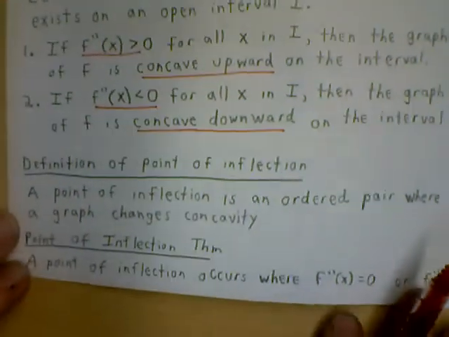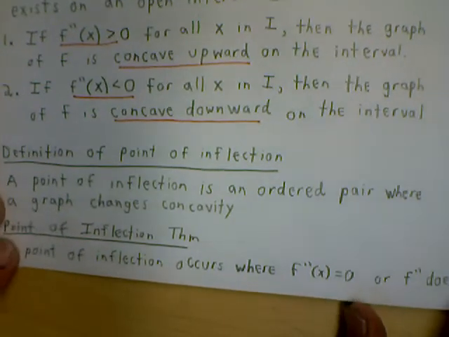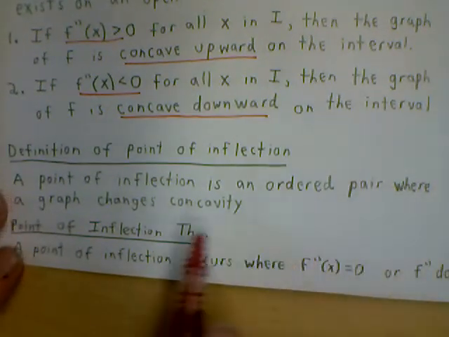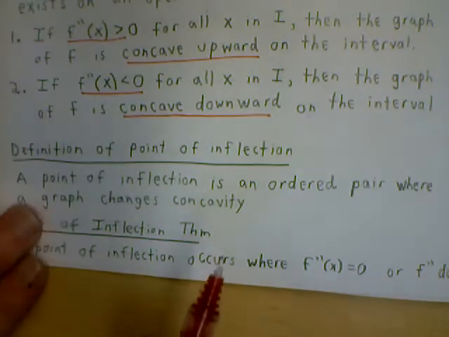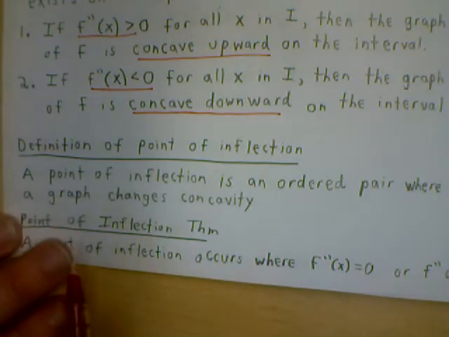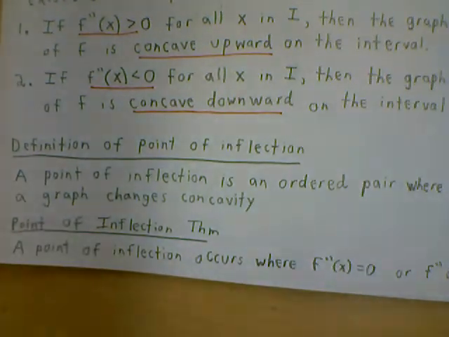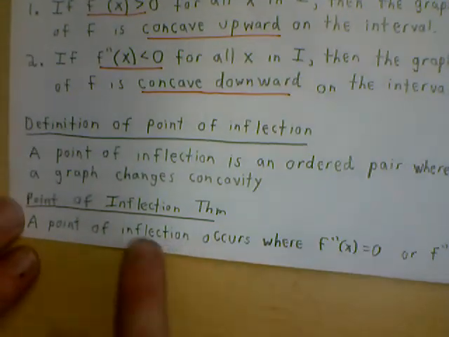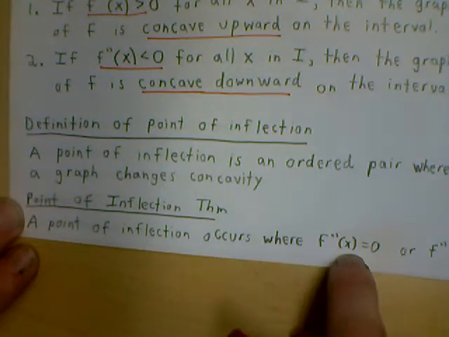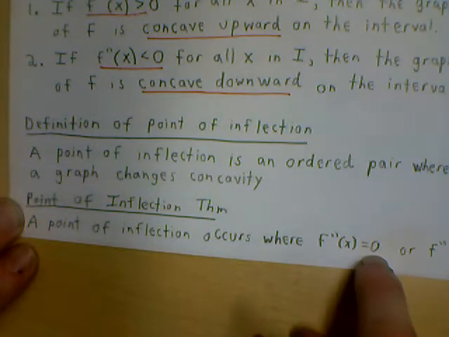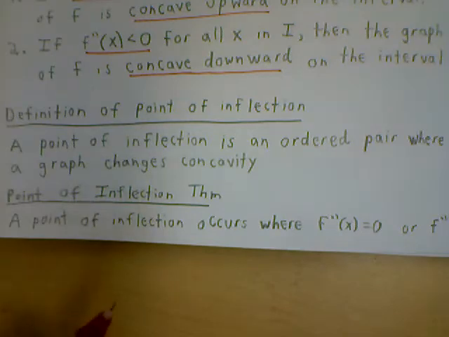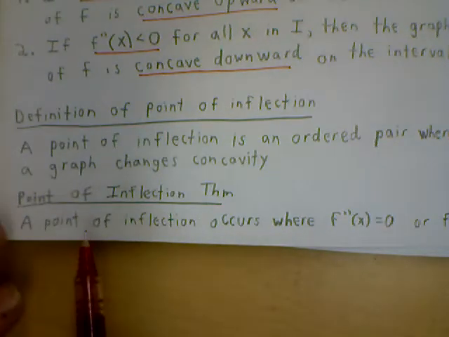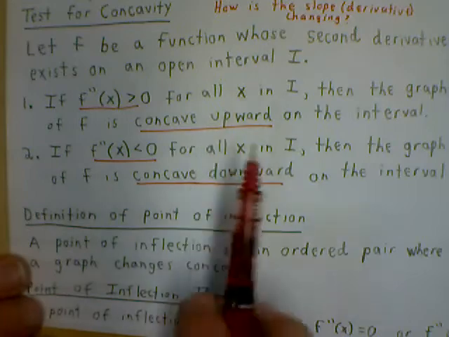All right. Now, a point of inflection is a point where the concavity changes. So where the graph goes from being concave up to concave down, or concave down to concave up. A point of inflection occurs where f double prime of x equals 0, or f double prime doesn't exist. So it's similar to critical values, but now we're using the second derivative when we're finding points of inflection and concavity.